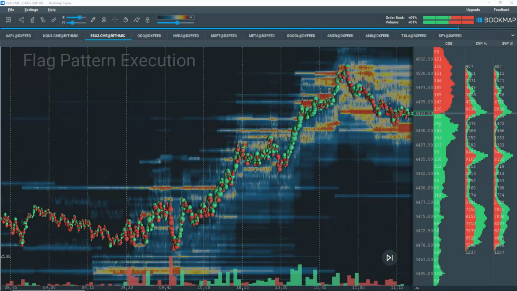We've seen the flag pattern in a schematic diagram and how to identify the components within Bookmap. Now let's cover how to grade this setup, offering us a potentially higher probable outcome. Then we'll consider trade execution.